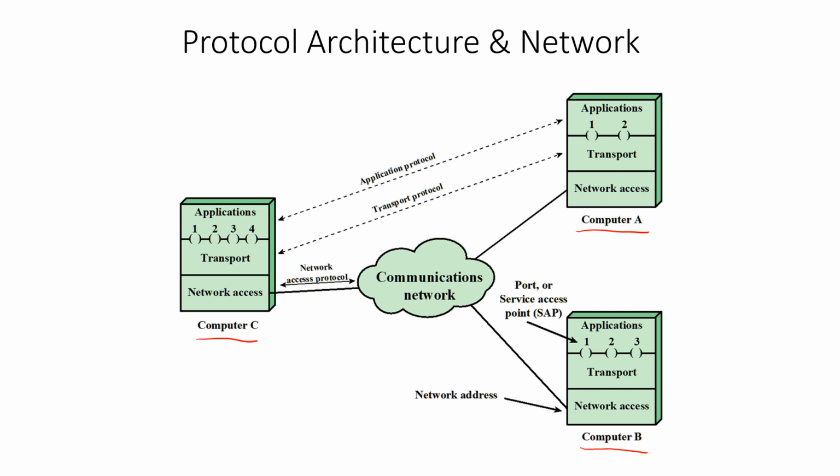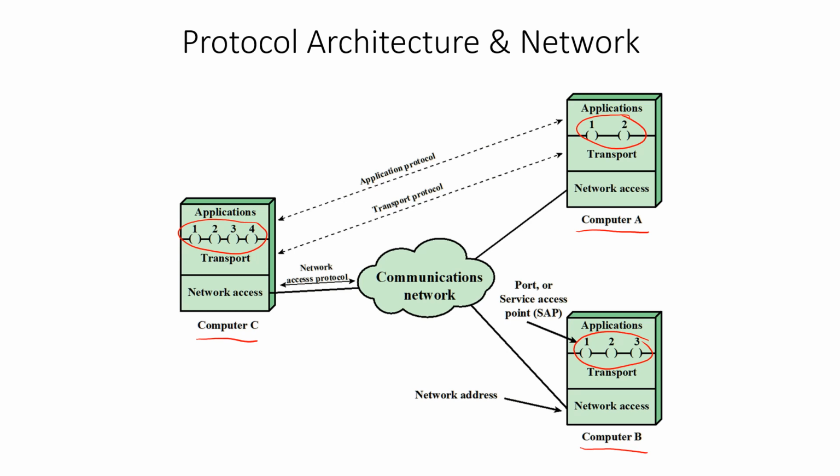In this three-layer model, two levels of addressing are needed. Each computer on the network must have a unique network address, which allows the network to deliver data to the proper computer. Each application on a computer has an address that is unique within that computer to allow the transport layer to support multiple applications at each computer. These application addresses are known as service access points, or SAPs, or ports, as we can see circled here.